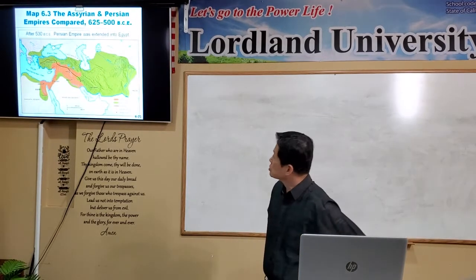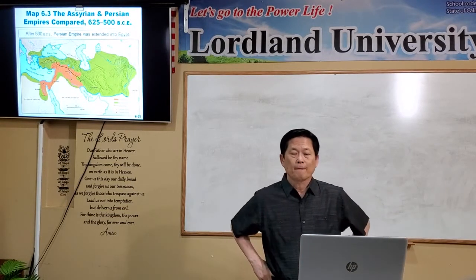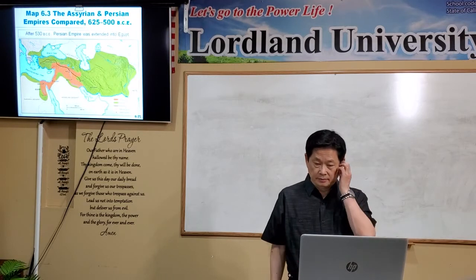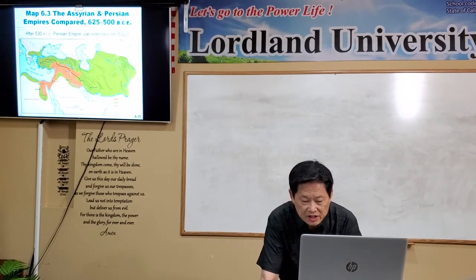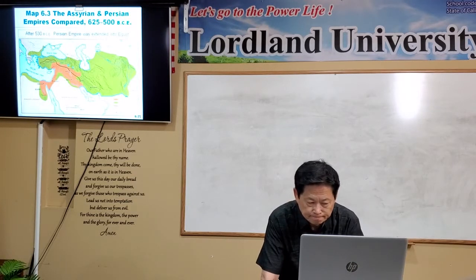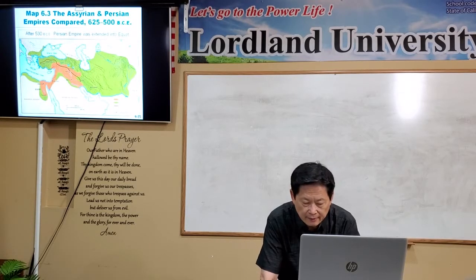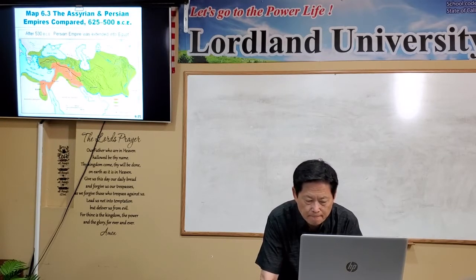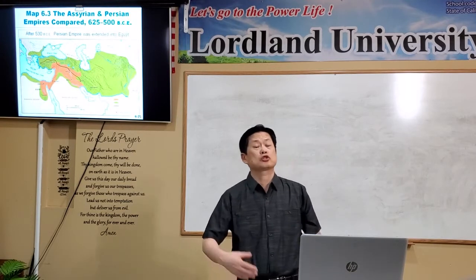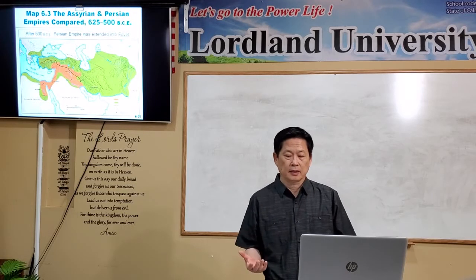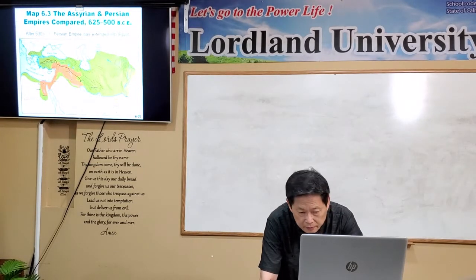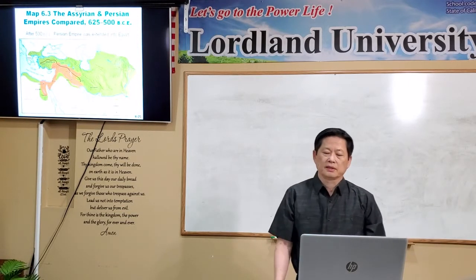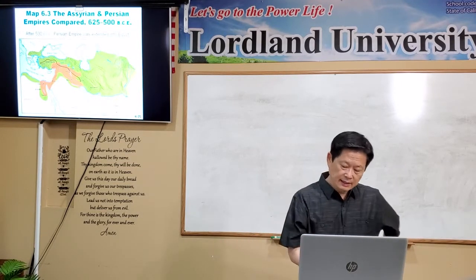Okay, this map shows the Assyrian and Persian Empire compared. The small brown area represents the Assyrian Empire. The big green area represents the Persian Empire. The Assyrian Empire is too small compared with the Persian Empire. The green line represents the royal road connecting Persia and Anatolia.